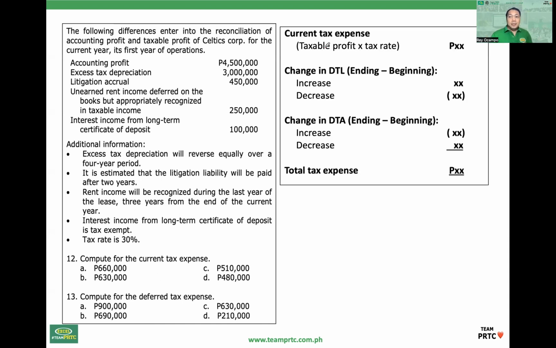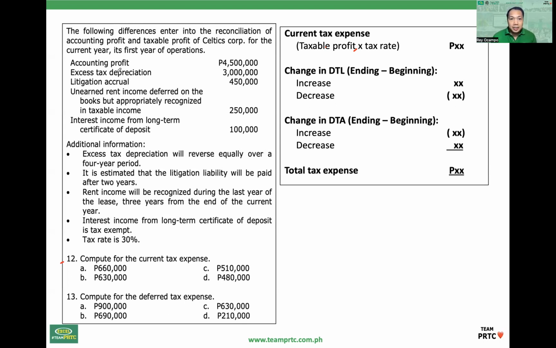Okay, so to get current tax, we need taxable profit. So taxable profit times tax rate, yan, that's the requirement in number 12. Then to get the deferred tax, we'll get the net change in DTL and DTA. So first, let's get taxable profit. Again, this time not given, so we need to compute. Given is the accounting profit and yung differences between accounting and tax.